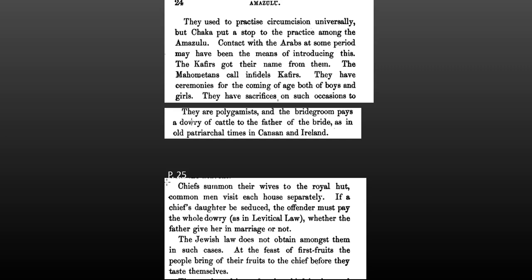They have ceremonies for the coming of age, both of boys and girls. They have sacrifices on such occasions too. They are polygamous, and the bridegroom pays a dowry of cattle to the father of the bride, as in old patriarchal times in Canaan and Ireland. Chiefs summon their wives to the royal hut. Common men visit each house separately. If a chief's daughter be seduced, the offender must pay the whole dowry, as in Levitical law, whether the father give her in marriage or not. The Jewish law does not obtain amongst them in such cases. At the feast of first fruits, the people bring of their fruits to the chief before they taste themselves.